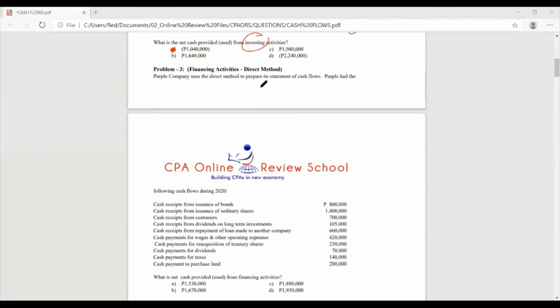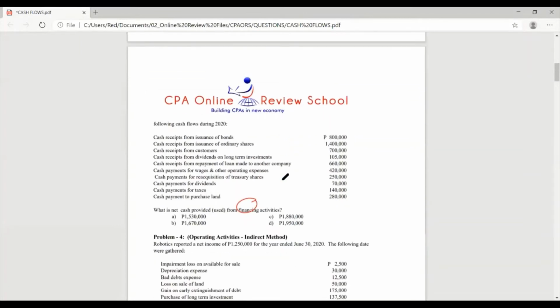Next, problem number 3, financing activities. So ito naman, financing naman. Ang tanong, what is the net cash provided or used from financing activities? Purple Company uses the indirect method to prepare its statement of cash flows. Purple had the following cash flows during 2020. First, cash receipts from issuance of bonds. So bonds is non-current liability. Therefore, financing activities ito. Next, cash receipts from issuance of ordinary shares. Ordinary shares is equity. Therefore, financing activities ito.